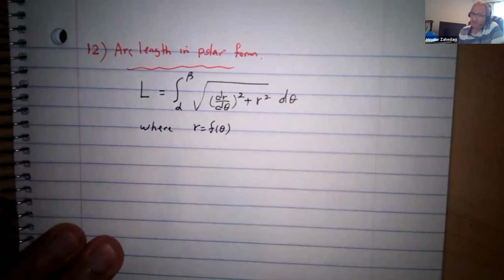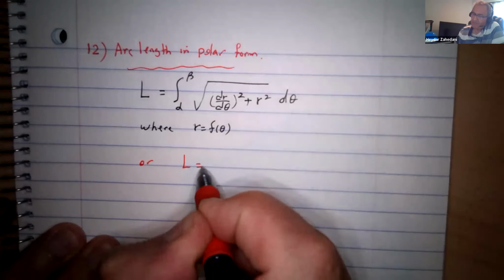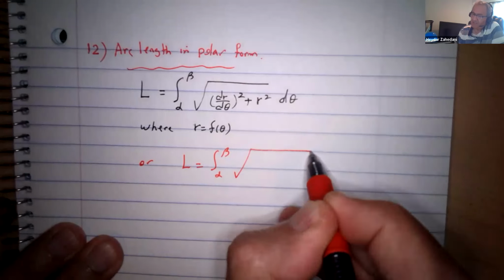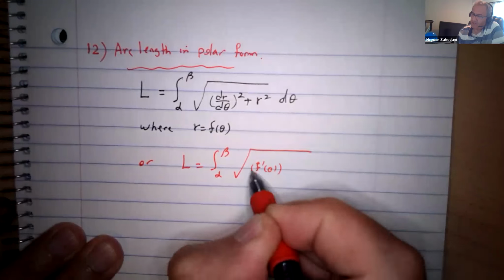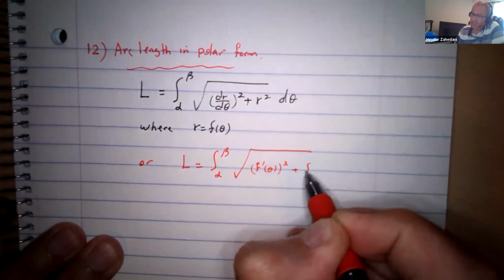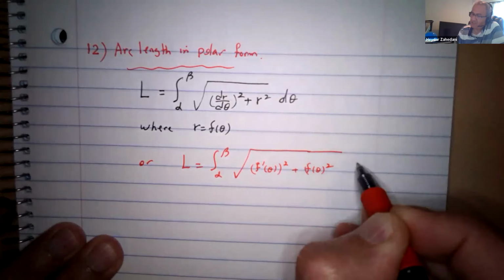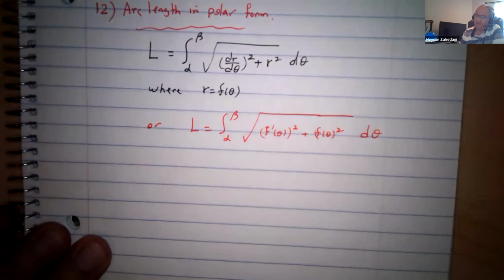So dr/d theta would be the derivative, or some people like it in this form: integral from alpha to beta of the square root of f prime of theta all squared plus f of theta all squared. The function is squared and this derivative. Either one would be fine. The first one is easier, just use it.